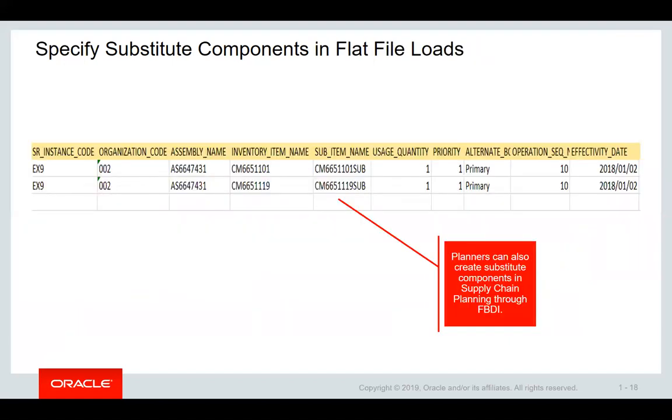You can also create substitute components in supply chain planning using flat file loads through FBDI. To do this, you need to select the supply chain planning item structures template and add substitute components in BOM Component Substitutes tab. Basically, you need to provide usage quantity and substitution priority of the substitute component item.